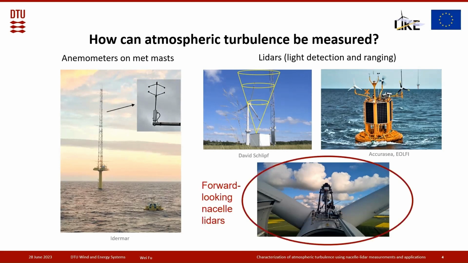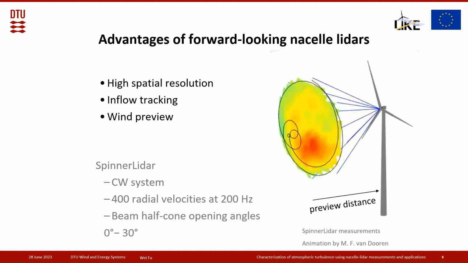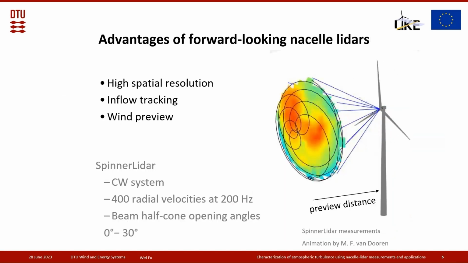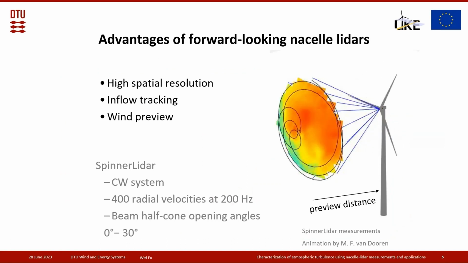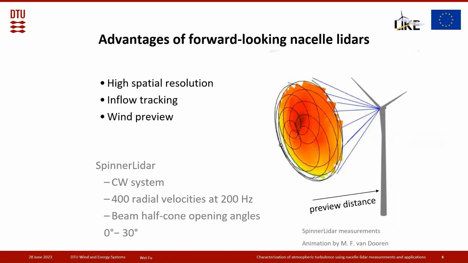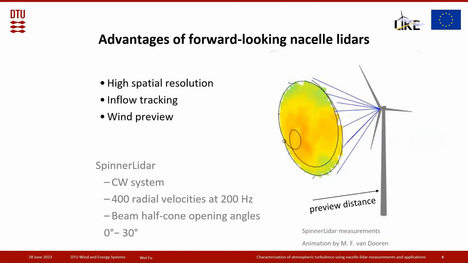And lastly, this picture shows a LiDAR mounted on the top of the turbine, which is called the nacelle LiDAR. It can be used in the forward-looking mode and always track the wind turbine inflow. My PhD project focuses on the forward-looking nacelle LiDARs. Compared to the anemometers installed on the met mast, the forward-looking nacelle LiDAR can scan the inflow with very high spatial resolution.